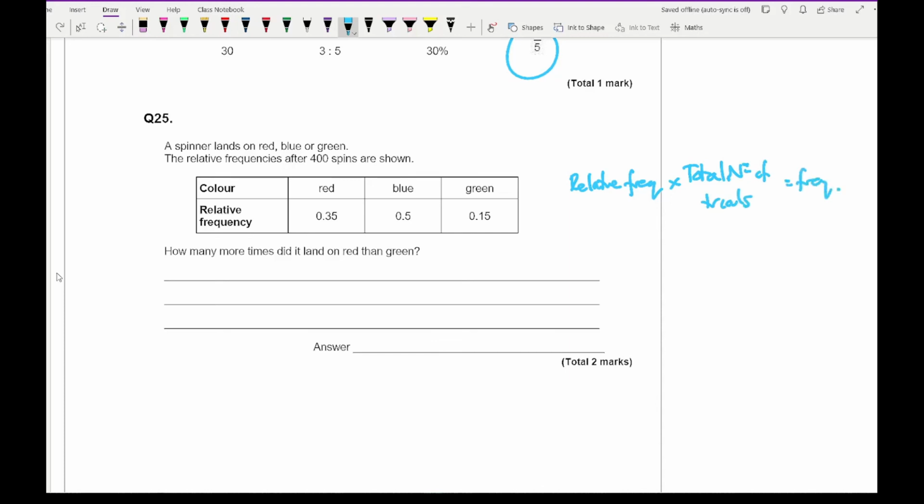So from this, to work out the red, I'm going to do 0.35 multiplied by 400, and that gives me an answer of 140. Now if I do the same for green, that's going to be 0.15 times 400, and that gives me 60. So then I do 140 take away 60, which gives me an answer of 80.